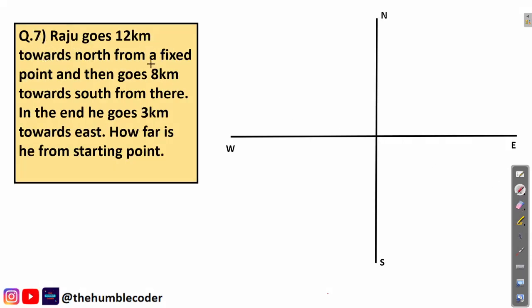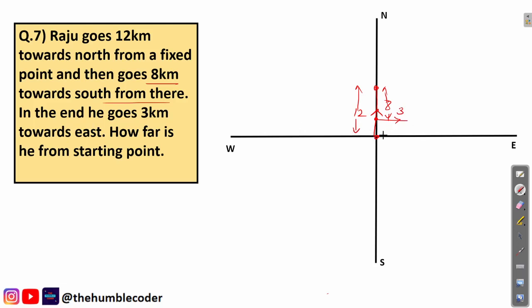Raju goes 12 kilometers towards the north from a fixed point. So this is a fixed point and 12 kilometers in the north will be this. Next, he goes 8 kilometers towards the south from there. So 8 kilometers towards the south, again Raju will be somewhere here. So this is 8 kilometers and this is going to be complete 12 kilometers. In the end he goes 3 kilometers towards the east. So 3 kilometers towards the east. Okay, how far is he from the starting point?